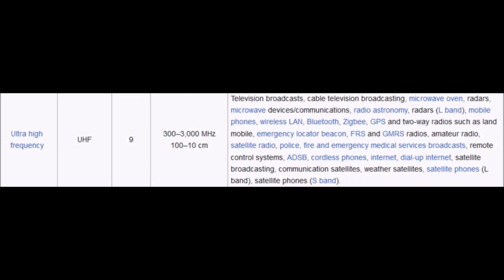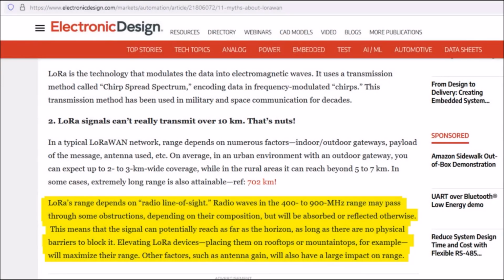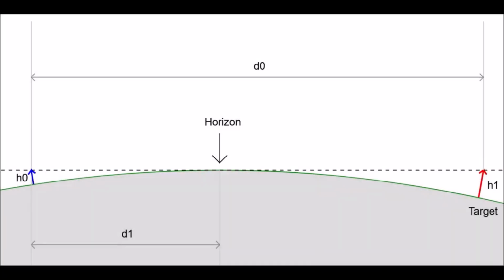It is important to note that UHF does not, even allegedly, bend with the curvature of the Earth. In fact, according to this website, LoRa is line of sight. According to the article, LoRa's range depends on radio line of sight. Radio waves in the 400 to 900 megahertz range may pass through some obstructions, depending on their composition, but will be absorbed or reflected otherwise. This means that the signal can potentially reach as far as the horizon, as long as there are no physical barriers to block it. In other words, LoRa communications end at the alleged globe geometric horizon.